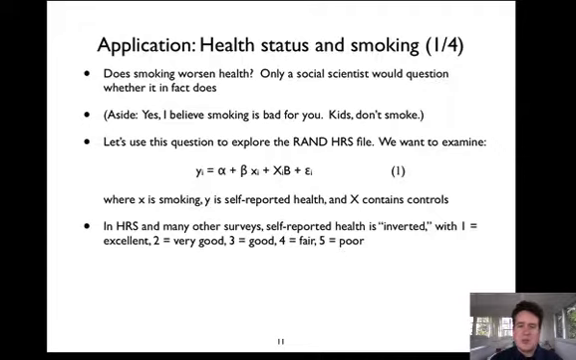In HRS and many other surveys, self-reported health is actually on an inverted scale, which can kind of trip you up if you're not careful. So a 1 is the code for excellent health, 2 is very good, 3 is good, 4 is fair, and 5 is poor. So when little y gets bigger, that's not an improvement in health, that's just the reverse. The health actually falls when y is bigger, so you have to kind of turn this around in your head.